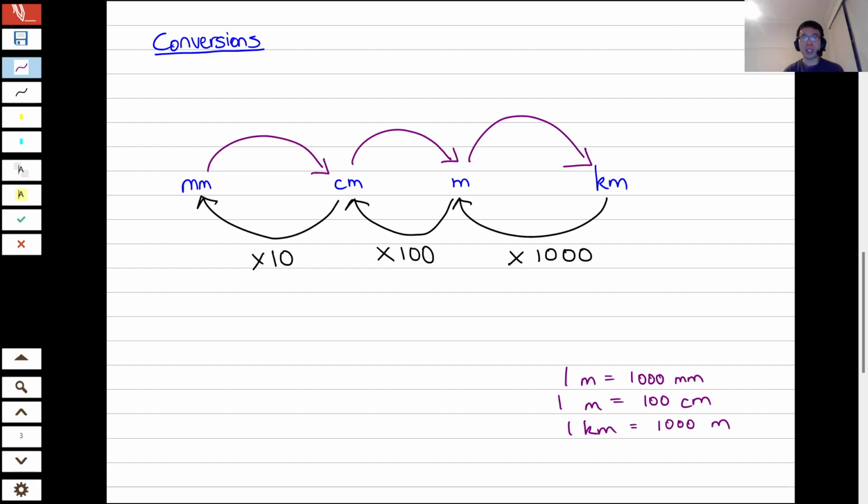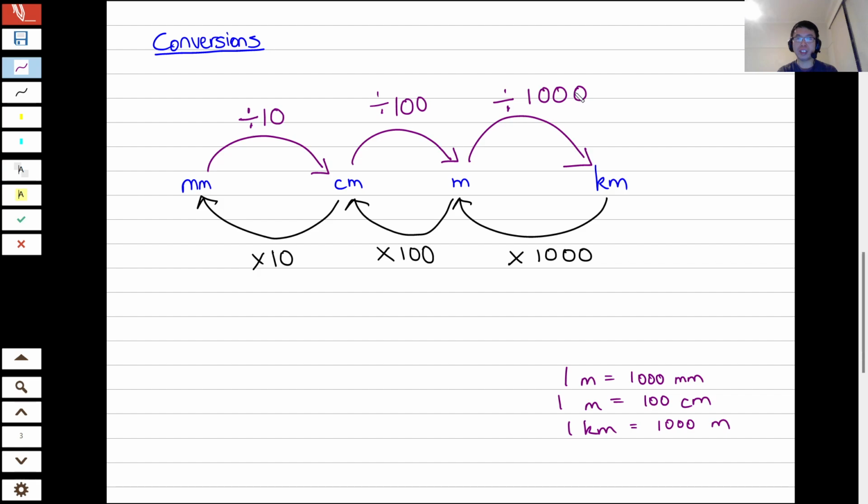For this, we need to know that the opposite of multiplication is division. So for example, if I multiply by 10 to go from centimeters to millimeters, then to go the other way, I need to do the opposite of multiplying by 10. So I should divide by 10. If I want to do the opposite of multiplying by 100, then what I should do is divide by 100. And similarly, to reverse multiplication by 1,000, I should divide by 1,000.